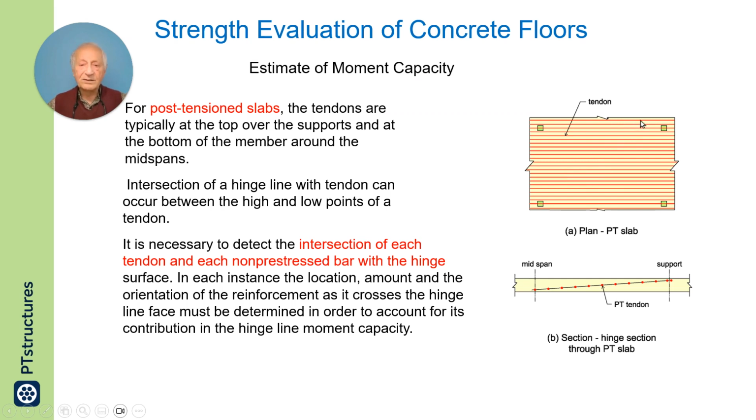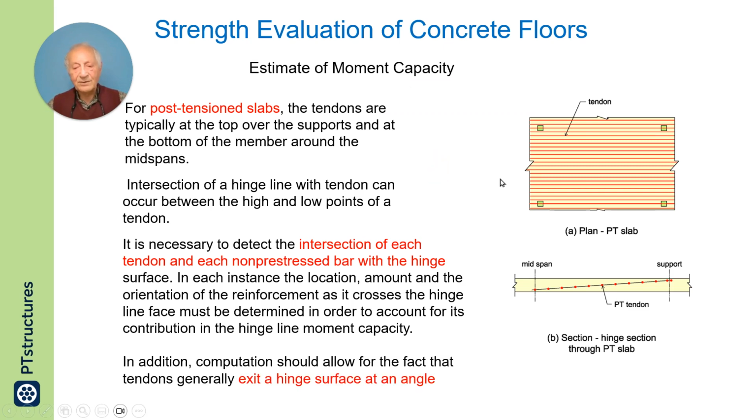In the background, it calculates where intersections are, what the orientation is, how much the force is, what the distance to the neutral axis is, and what the capacity is. All you have to do is draw the line, and then you can read the capacity right away. So that is why yield line analysis for post-tension members has become a practical proposition, because of the availability of software that can do the job.